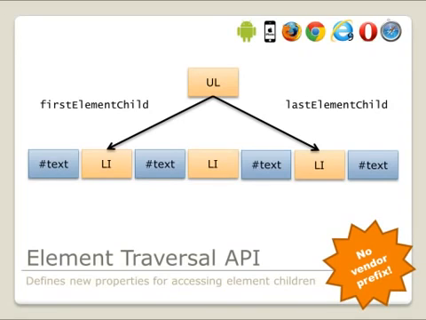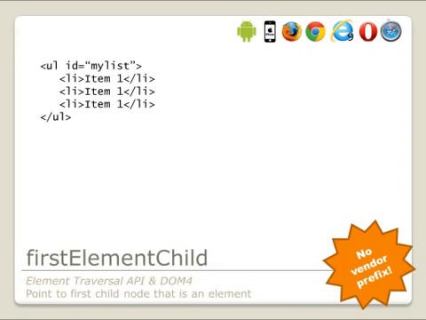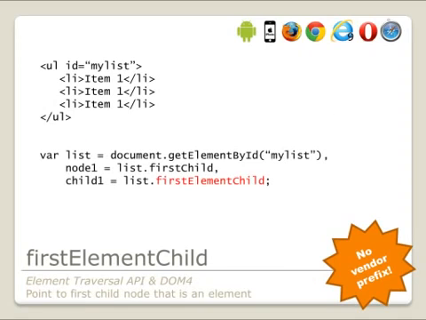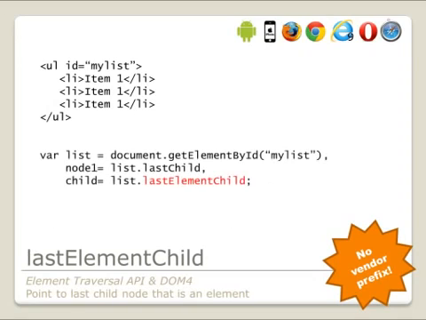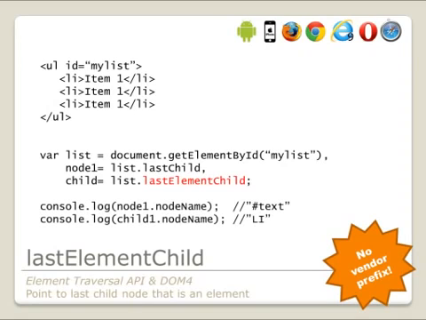This is very well supported as well. Internet Explorer 9 is the first version of Internet Explorer that supports it, and you don't need a vendor prefix to use this in any browser. So first element child is akin to first child, and it's very useful so that you can skip over those text nodes if you just want to get the first child. Last element child, it's about the same. It's similar to last child, except it's going to grab the last element instead.